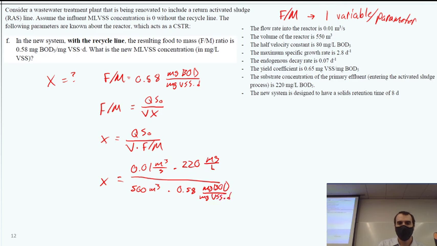per day. And we see also that we still have per day, so we actually multiply this whole thing to get from seconds here in the top to days. We can multiply by 86,400 seconds per day. So we do all that, and then our X should come out to be 596 milligrams VSS per liter.